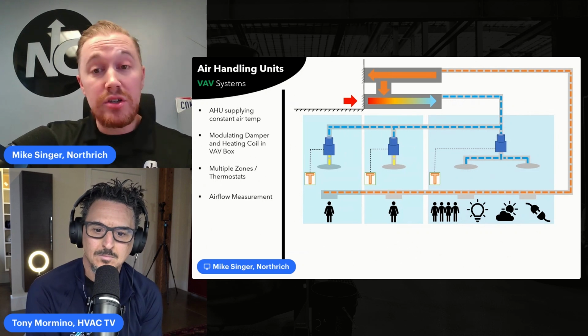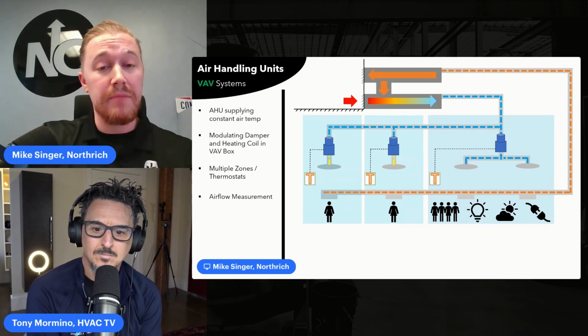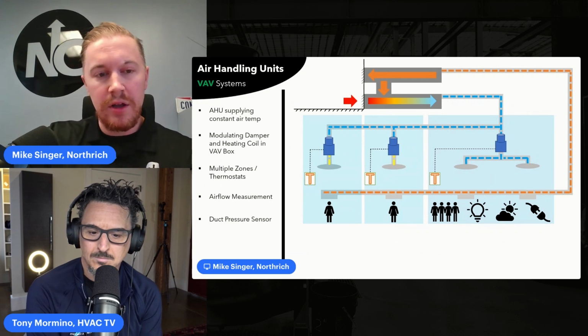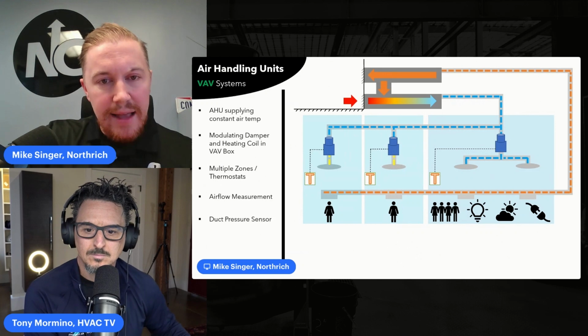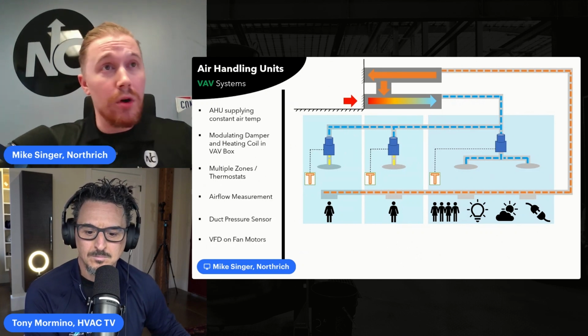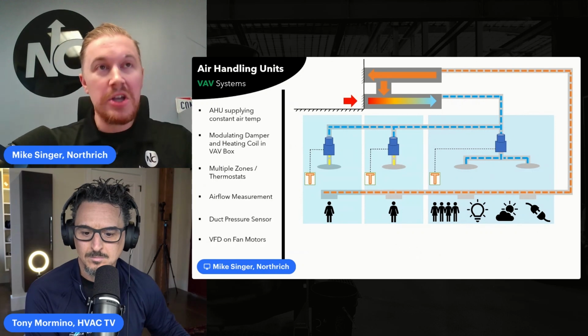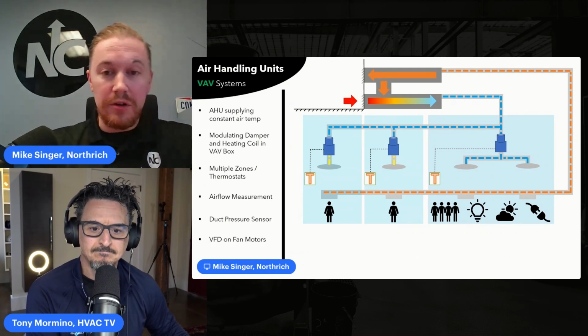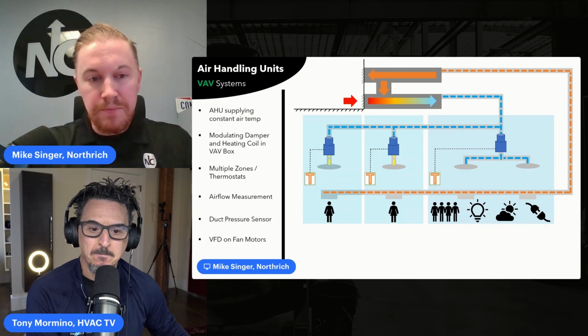Each VAV box is capable of measuring airflow, which allows us to ensure minimum ventilation is being achieved at each of our zones. And most importantly, for a VAV system, we're applying variable speed drives to the supply fans and to the return and exhaust fans if we have them.